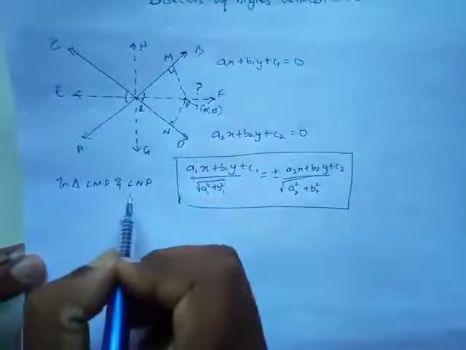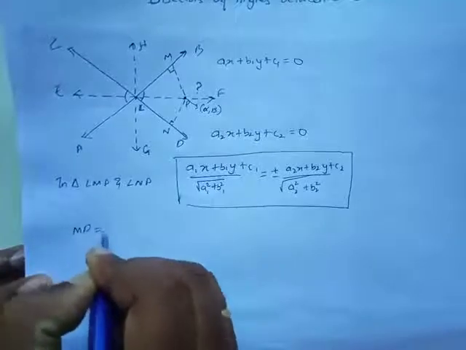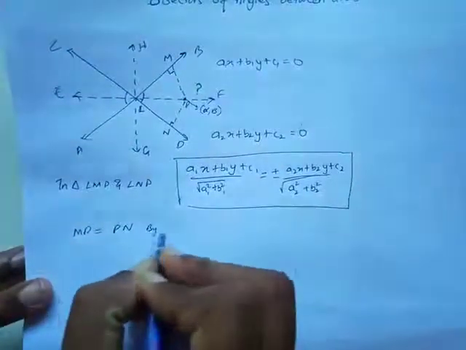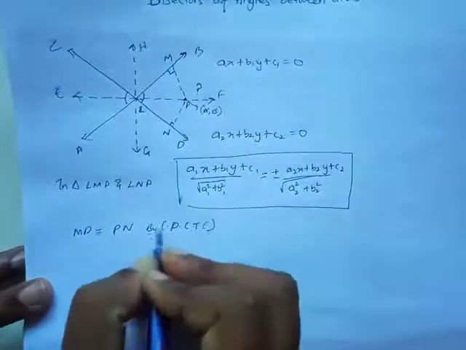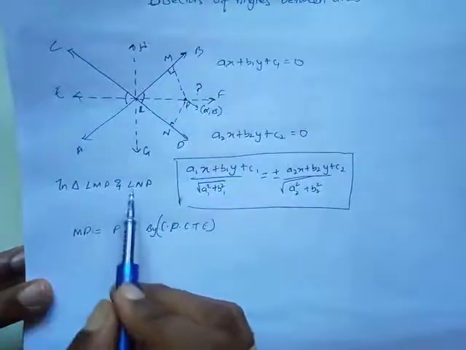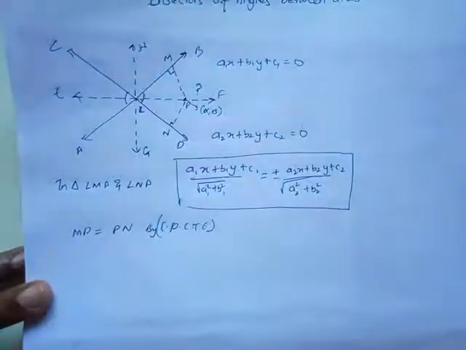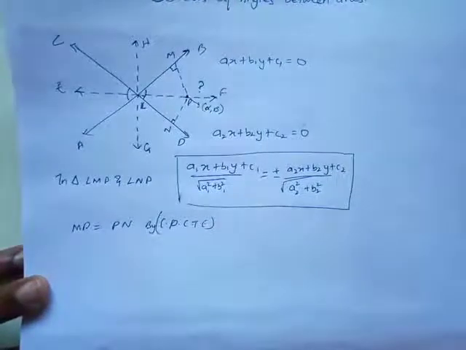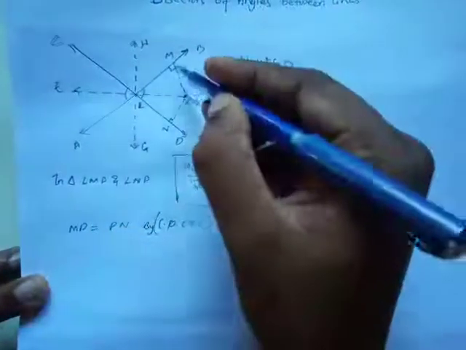So what can I write? By CPCT, in triangles LMP and LNP, I can write MP equals NP. I hope everyone is getting this, right? So by CPCT, MP equals NP. Now this is the height or the distance.